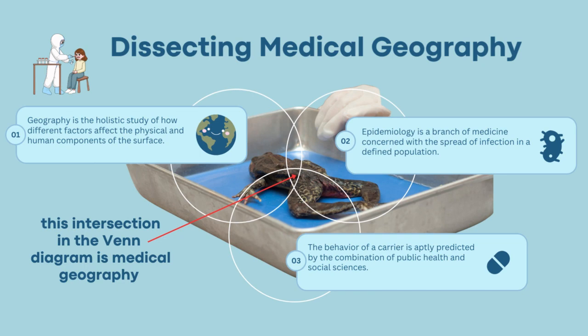Medical geography examines the relationship between geographic factors and various aspects of human health, including disease patterns, healthcare access, and the social and environmental determinants of health.